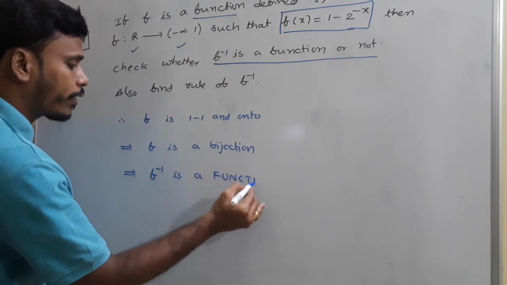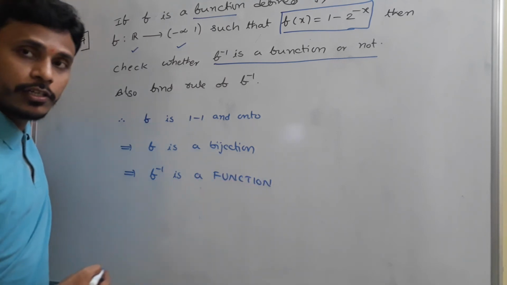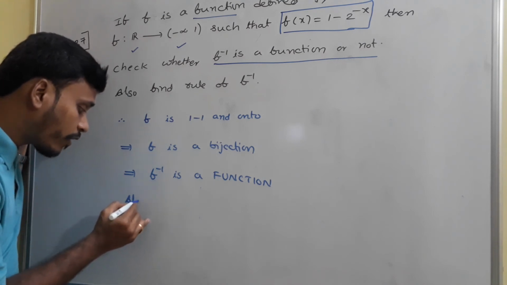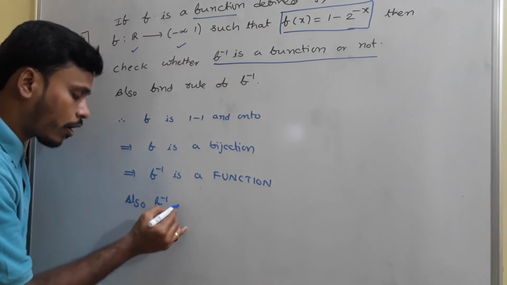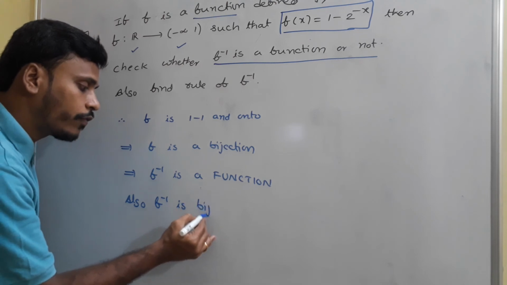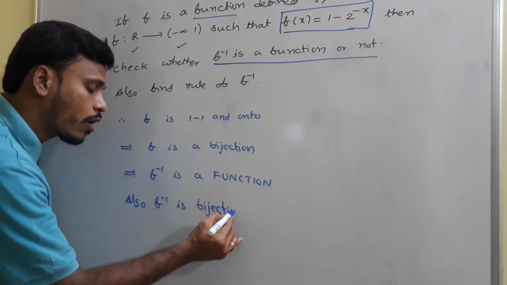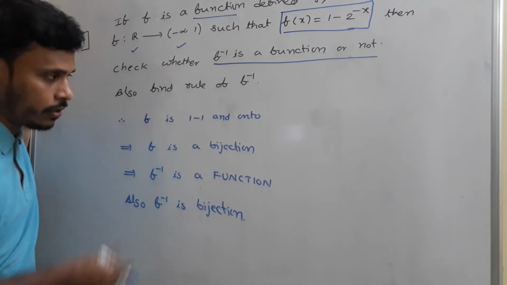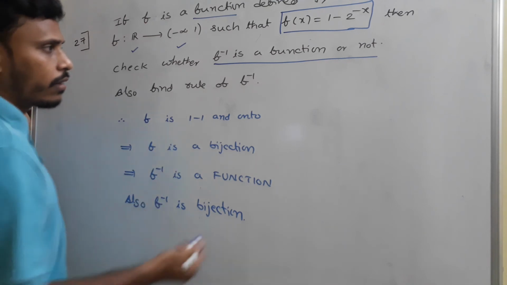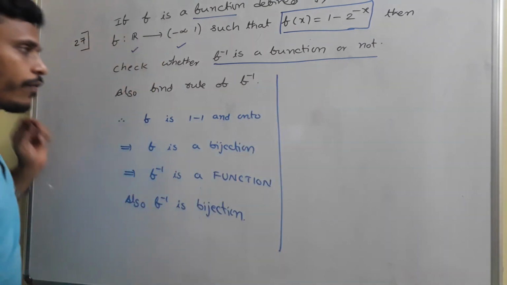So now we are very clear that f inverse is a bijection. If the question asks you to show this, as f inverse is a bijection, the same procedure helps you. There is no difference. F inverse is a bijection.